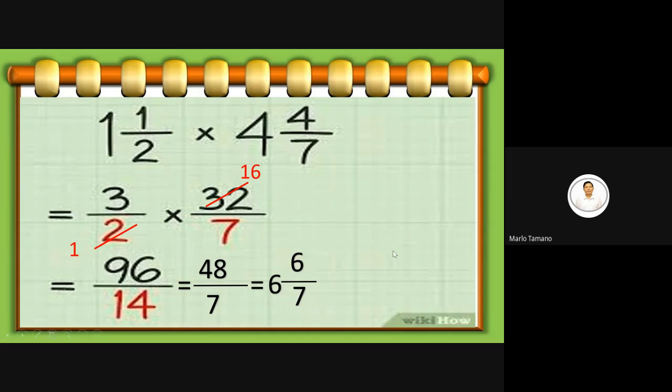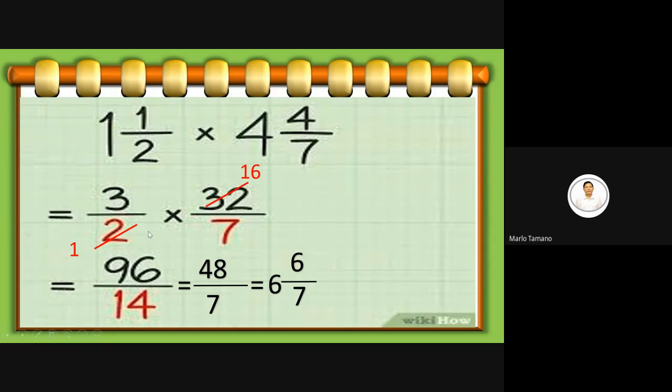Sir, what if cancellation po is being applied, for those possible? Yes, magka-cancel lang po kayo ng pa-slant po, yung denominator ng first fraction at saka yung numerator ng second fraction. Ganun lang po. O di kaya yung numerator ng first fraction at saka yung denominator ng second fraction. If possible lang po. If not, do not force. That is incorrect. Okay? So we will try this one.